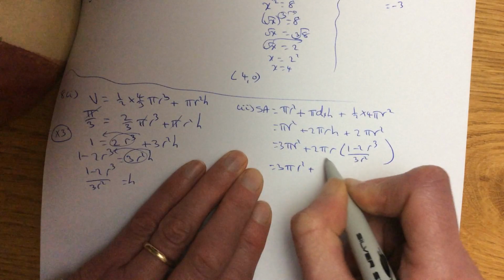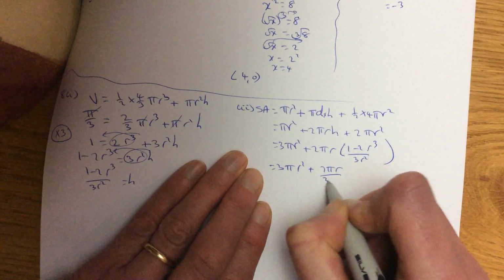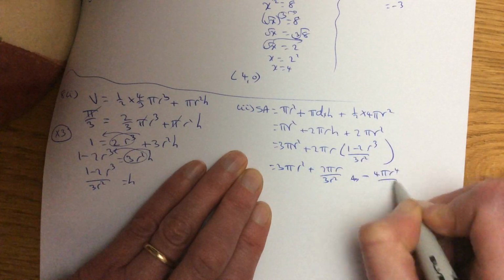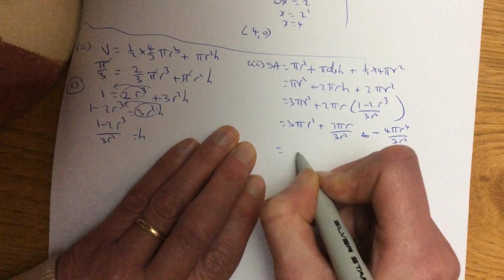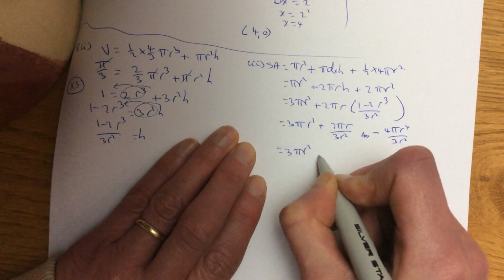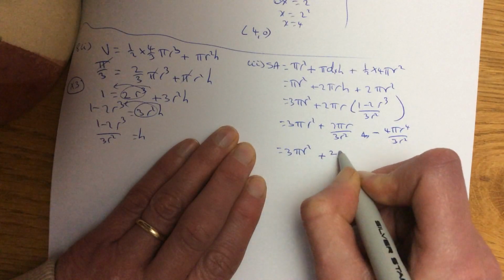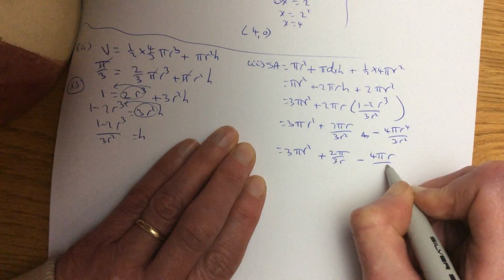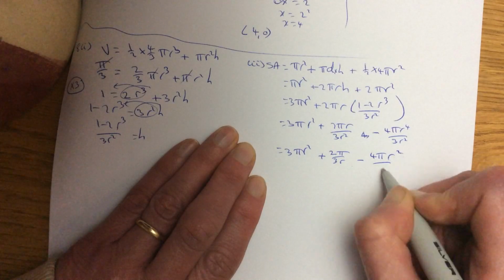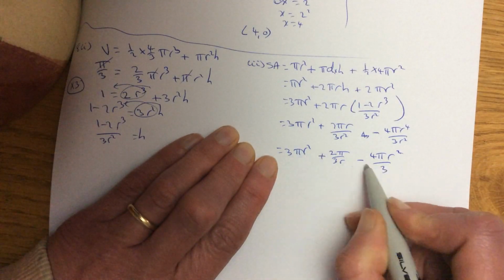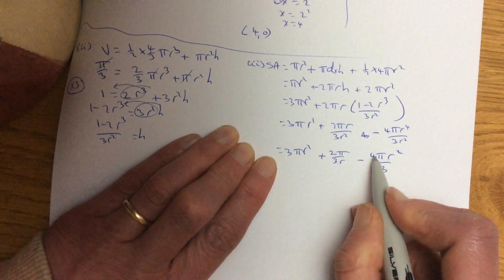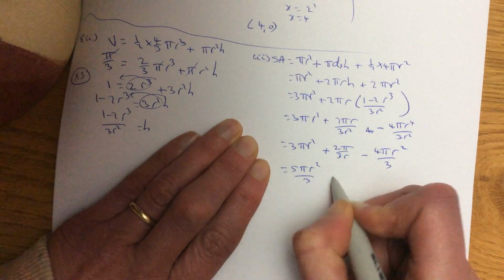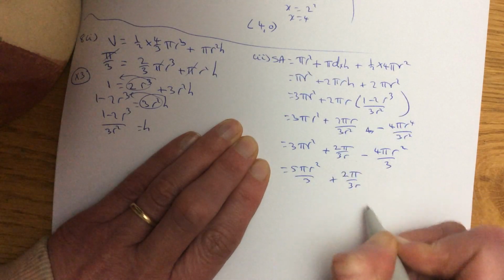Expanding that out, you get 2 pi r over 3r squared minus 4 pi r to the 4 over 3r squared. Tidying up, 3 pi r squared plus 2 pi over 3r minus 4 pi r squared over 3. So 3 pi r squared minus 4 pi r squared over 3 gives me 5 over 3, plus 2 pi over 3r.